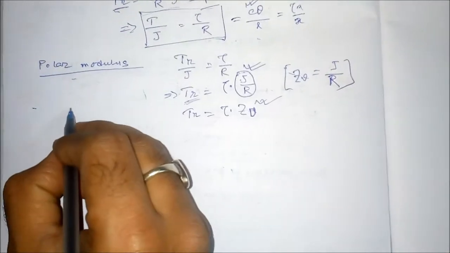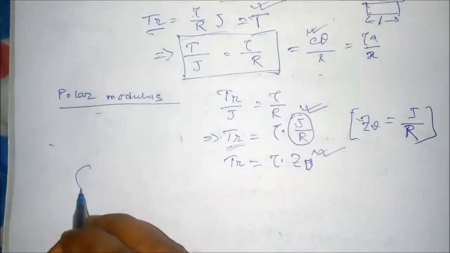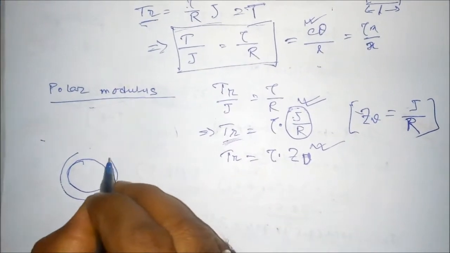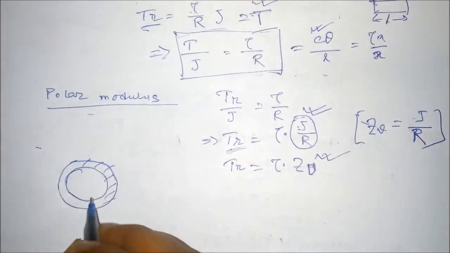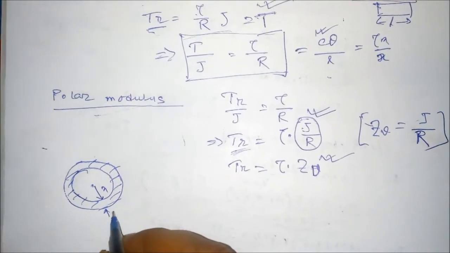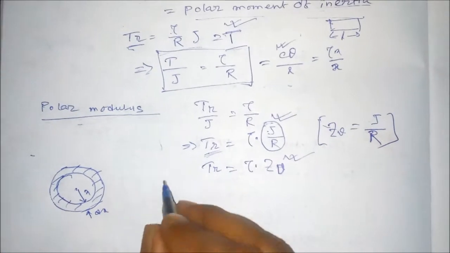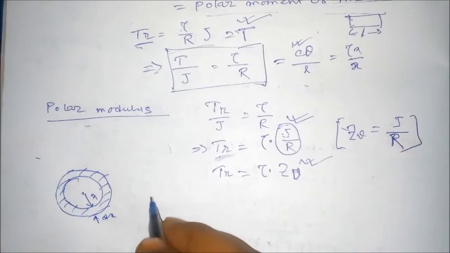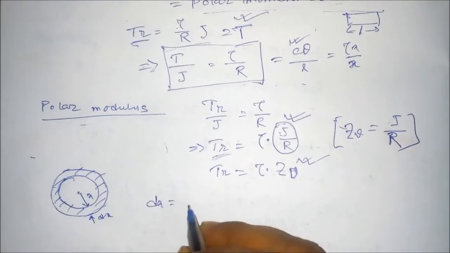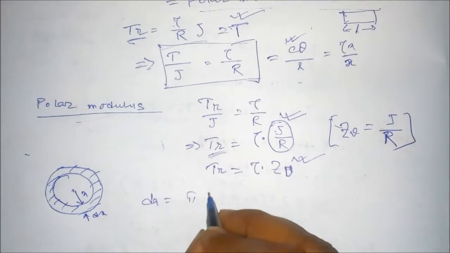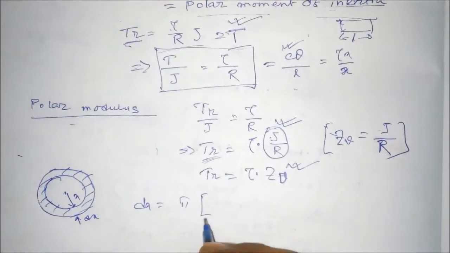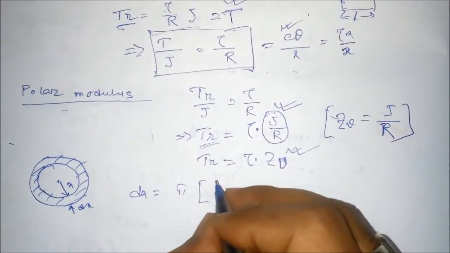We have taken one element in this circular shaft, this particular element, at a distance x apart, with thickness dx. Now what will be the area of this element? For a hollow circular section, the area is pi multiplied by capital R square minus small r square.